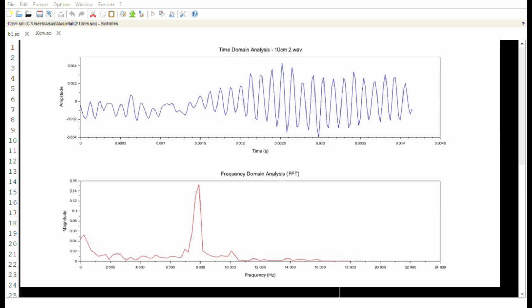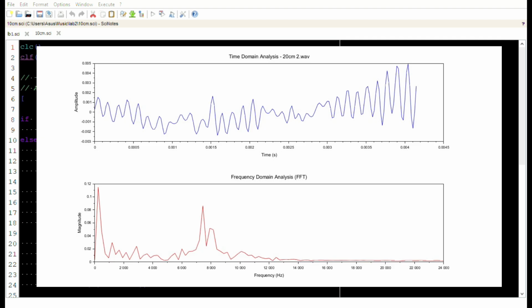Okay, look at the 10 centimeter distance. The blue wave is very messy for the line graph. The highest peak moved to 8000 Hz. The magnitude dropped down to 0.158, because maybe the microphone picked up room noise.